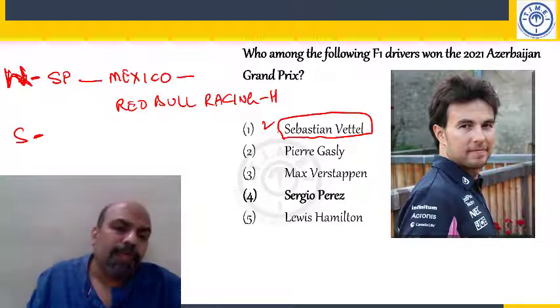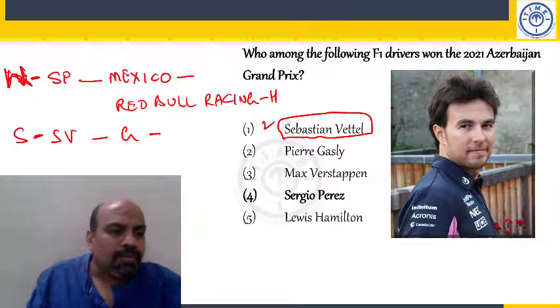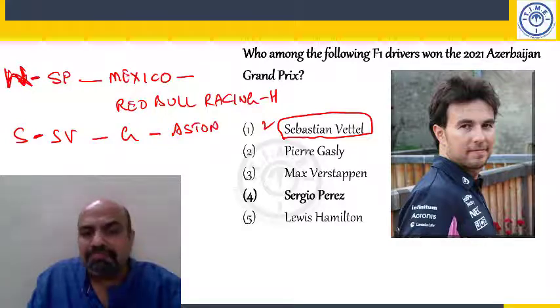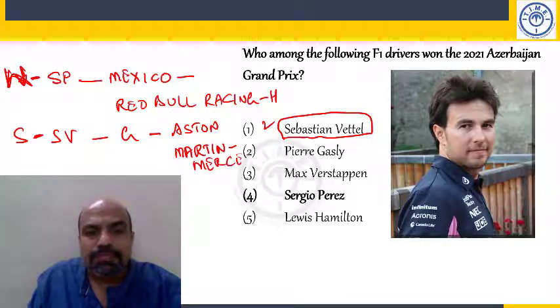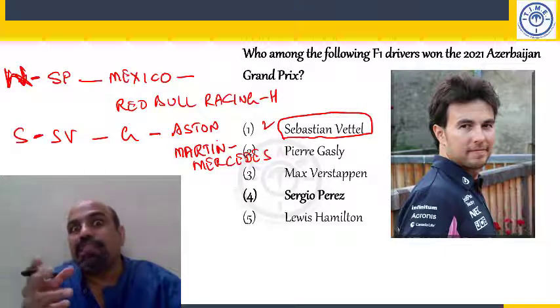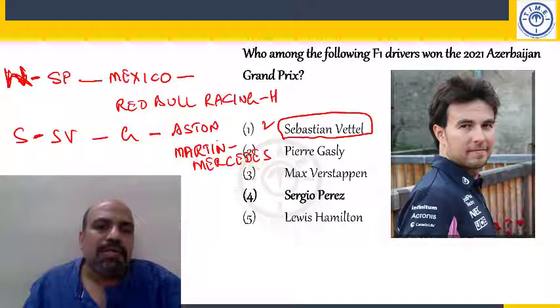Sebastian Vettel, dash Germany. Sebastian Vettel, Germany. He drives a beautiful car called Aston Martin, which has a tie-up with Mercedes for the engine. Aston Martin is the car you would find in the new James Bond films. So Vettel is from Germany, drives an Aston Martin Mercedes.